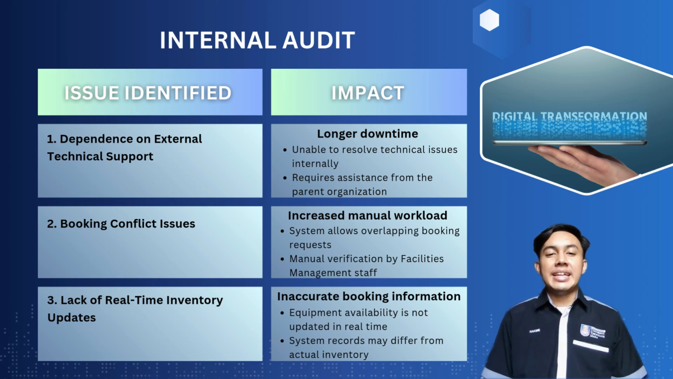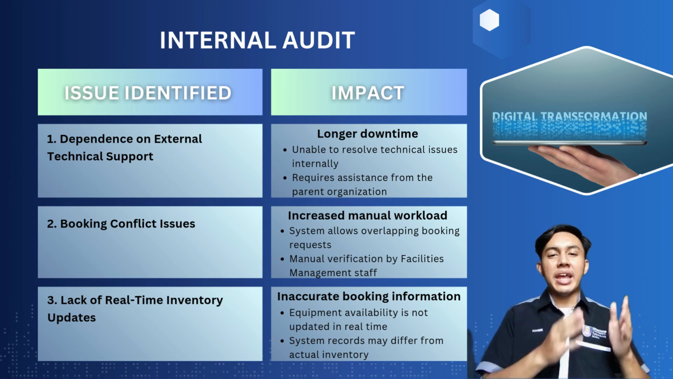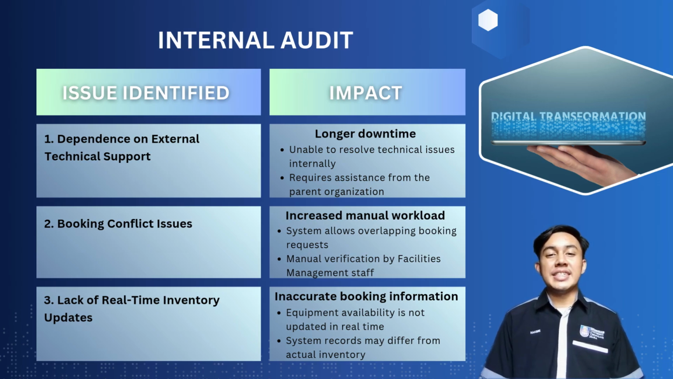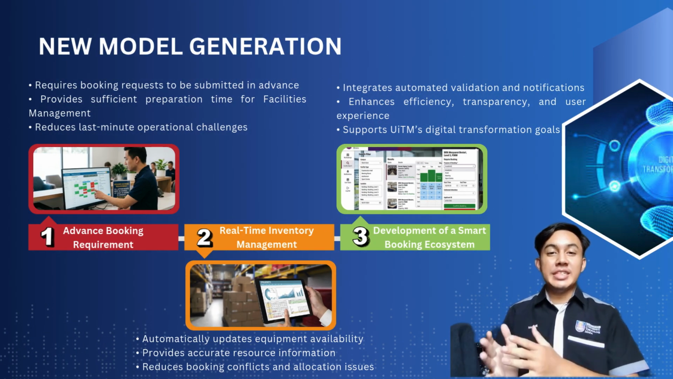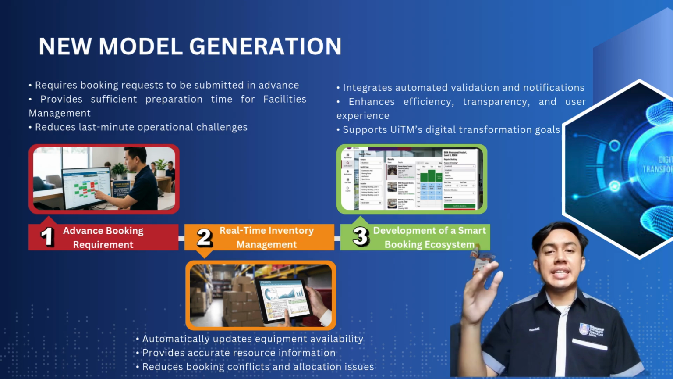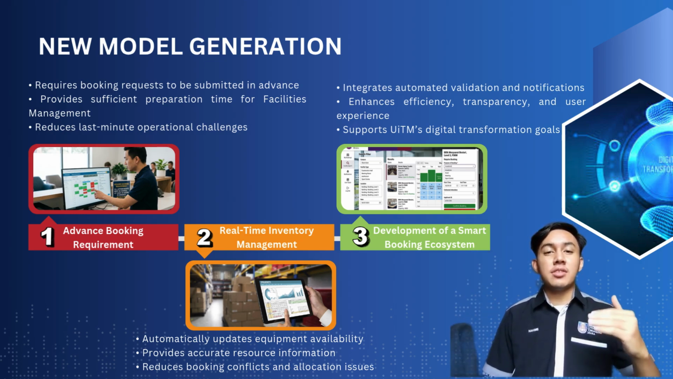In conclusion, this internal audit's findings highlight several weaknesses that need improvement. Addressing these issues will help enhance system efficiency, improve resource management, and provide a better booking experience for all users. This slide presents the proposed new model generation for the Booking System UiTM, or BSU. The objective is to enhance system efficiency, improve resource management, and provide a better user experience.